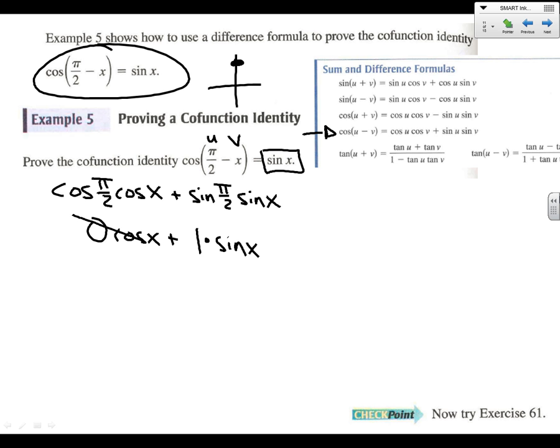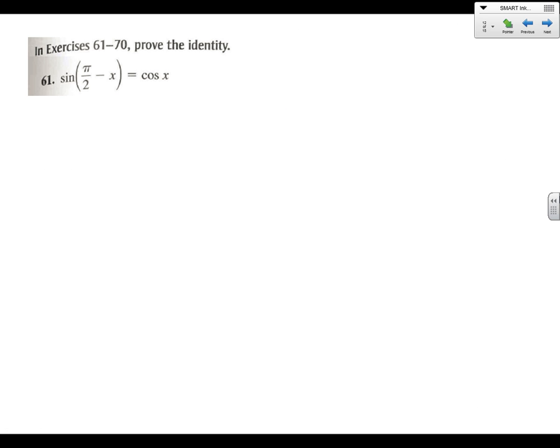0 times cosine. Get out of here. We're left with just 1 sine x, or sine x. And that's what we were trying to solve. So our job here is done. We've proved the identity to be true. All right? So 61, prove this identity is true. Go the other way with it.